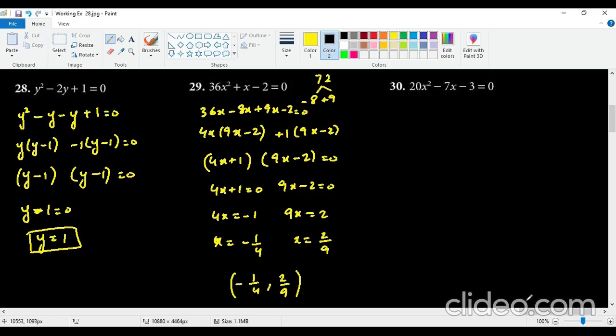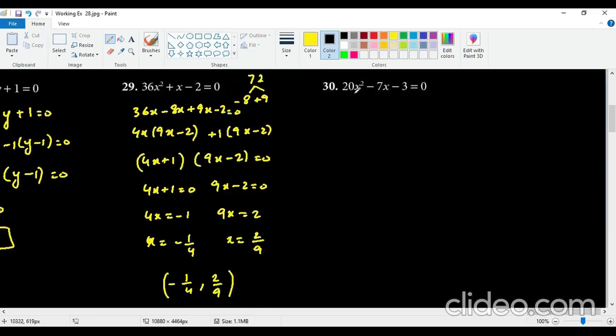This is the last question. 20 times 3 is 60. We factor 60 in such a way as to get minus 7. So for that, 12 times 5 is 60, and minus 12 and plus 5 is going to give us negative 7x. I will write the first one as it is, and minus 12x plus 5x minus 3 equals 0.